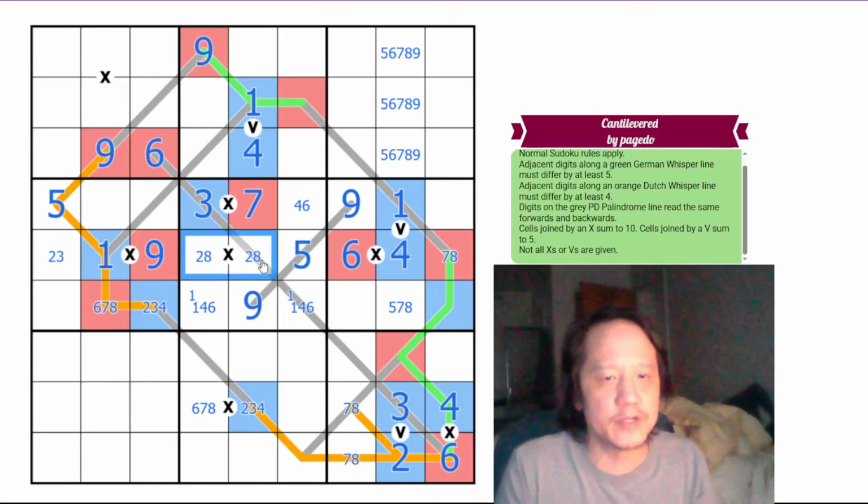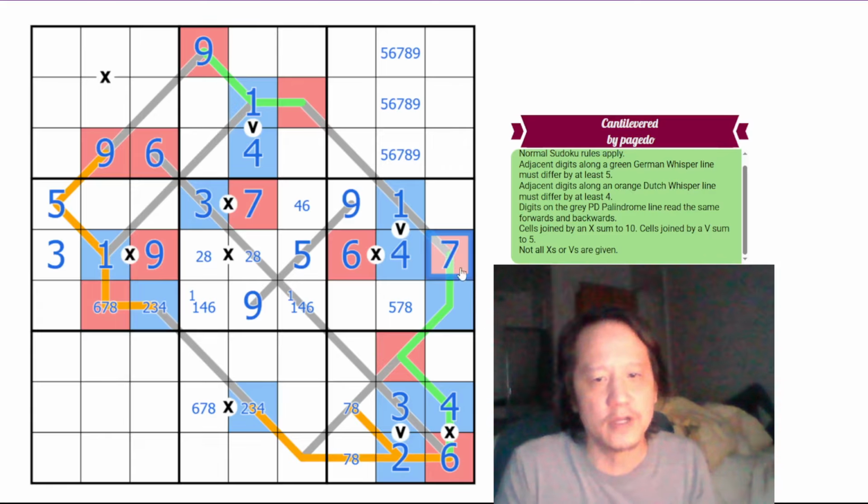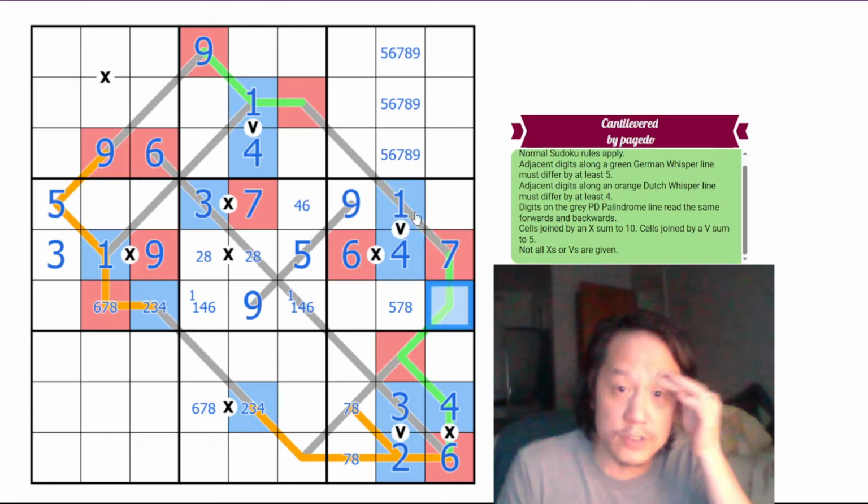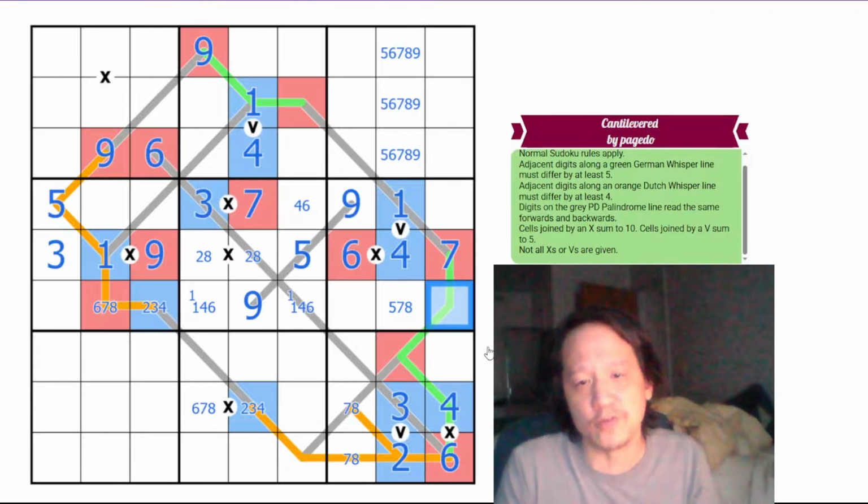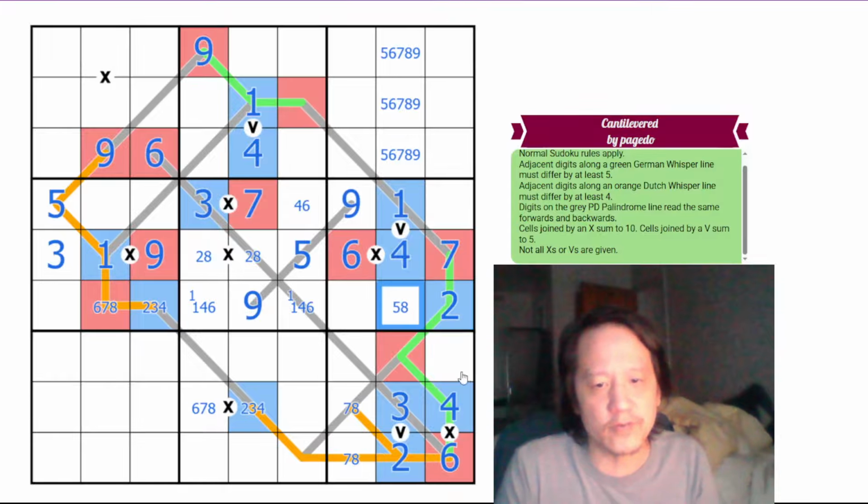2 and 8 eliminate 2 and 8 in the rest of the row. So this can't be 2, this is 3, this can't be 8, so it's 7. 7 can only be next to 1 and 2 on a whisper 5 line. So this has to be 2. This can't be 7 anymore.